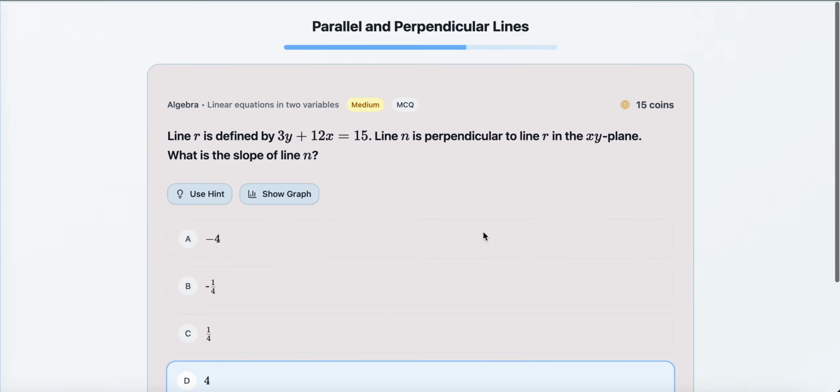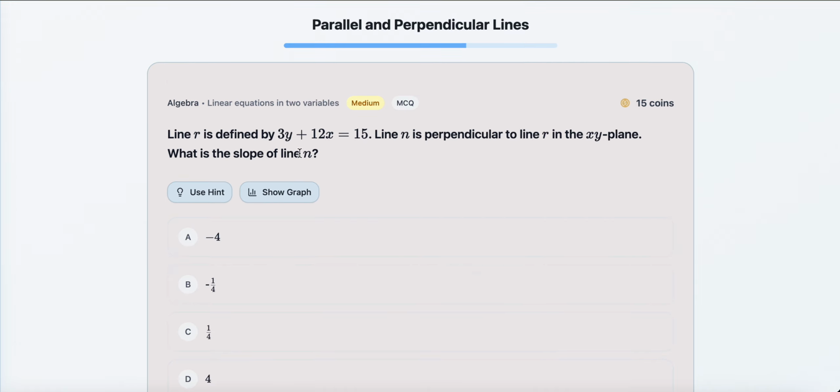Okay, let's look at the next question. Line R is defined by 3y plus 12x equals 15. Line N is perpendicular to line R in the xy plane. What is the slope of line N? Okay, so this one is just a little bit more tricky because our equation is written in standard form, so the slope isn't immediately obvious.